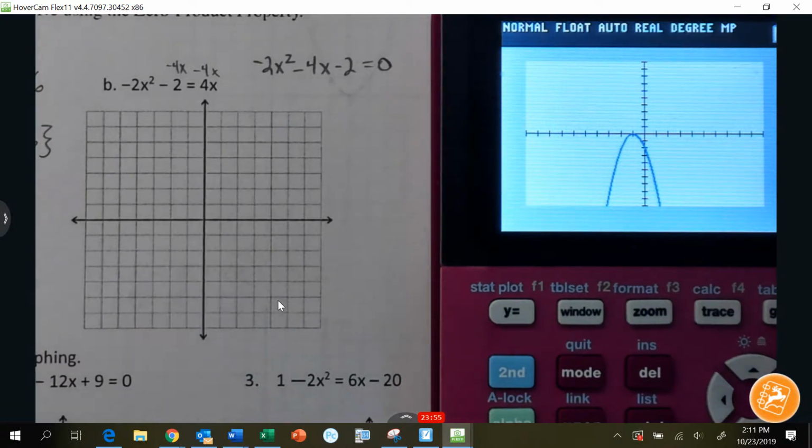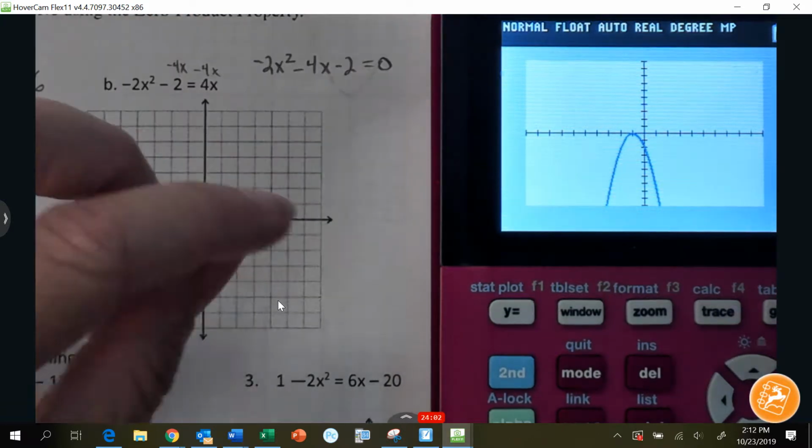Okay. So if there are no x-intercepts, let me show you one. Don't type this. Just look at mine for a second.